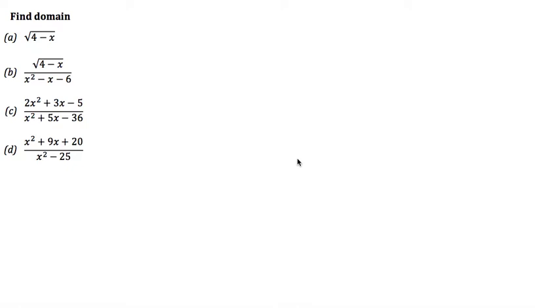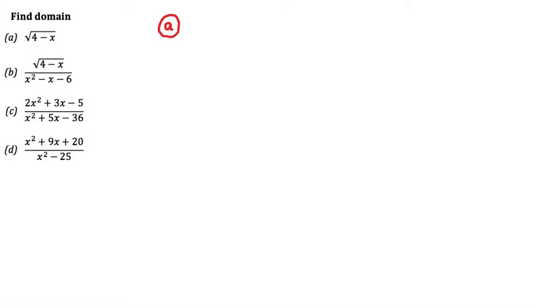And we'll start out by focusing on domain here. We'll talk about range in one of the later videos. So I want to find the domain of this function here. It's the square root of 4 minus x. And remember the rules. We're going to start out with all real numbers, and then we're just going to eliminate the ones that cause problems.